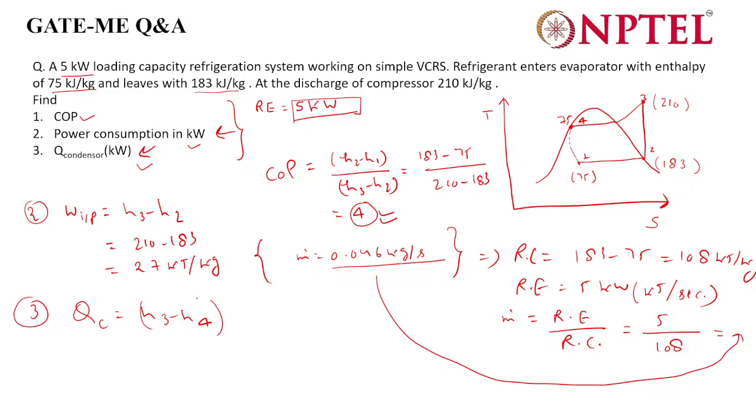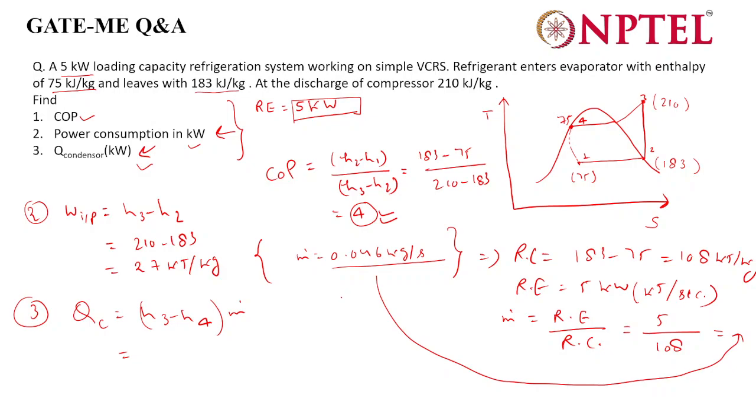But if you have to tell that in kilowatt, so here also you have to multiply with m dot. Is it clear or not? If anyone has doubt somewhere, tell me. I will again tell, and because it is just the start, some doubt might be there.